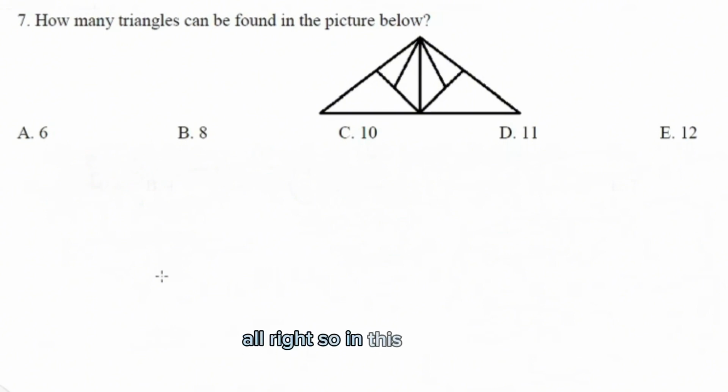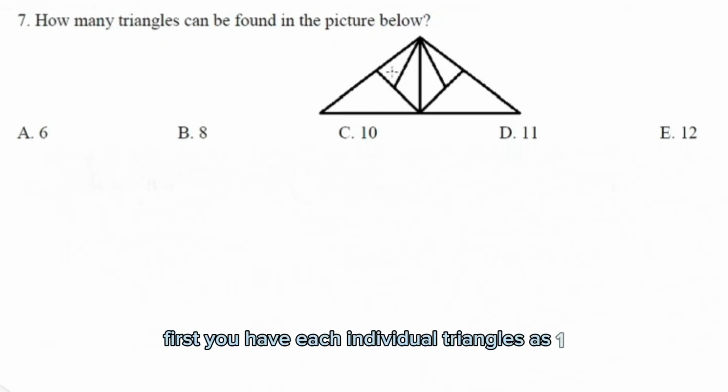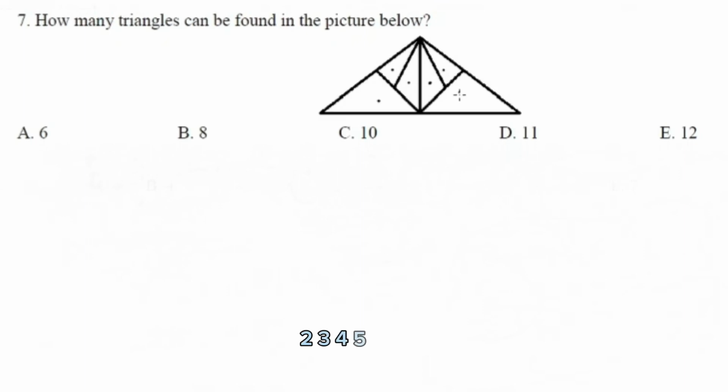Alright, so in this problem, you just have to count the triangles by hand. That's the easiest way to do this. So let's count. First, you have each individual triangle. So that's 1, 2, 3, 4, 5, 6. Alright, so there's 6 individual triangles.